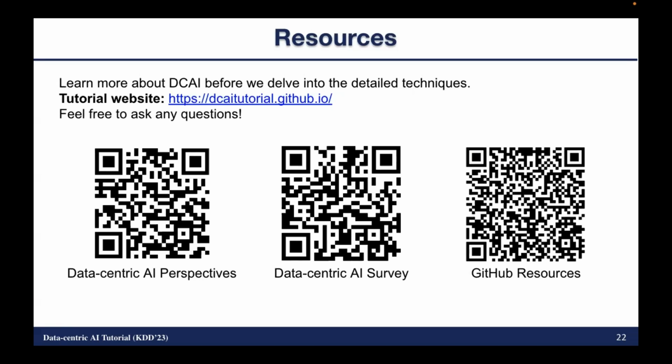Okay, so next, Daochen will take over from here to start the discussion of techniques and algorithms. Before doing that, you can see we have a perspective paper, short, precise, and easy to read, and a long survey paper, and also a GitHub resource providing more comprehensive materials.